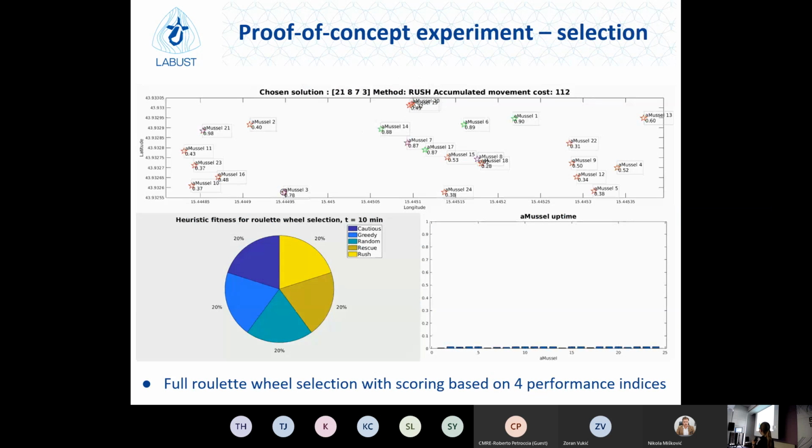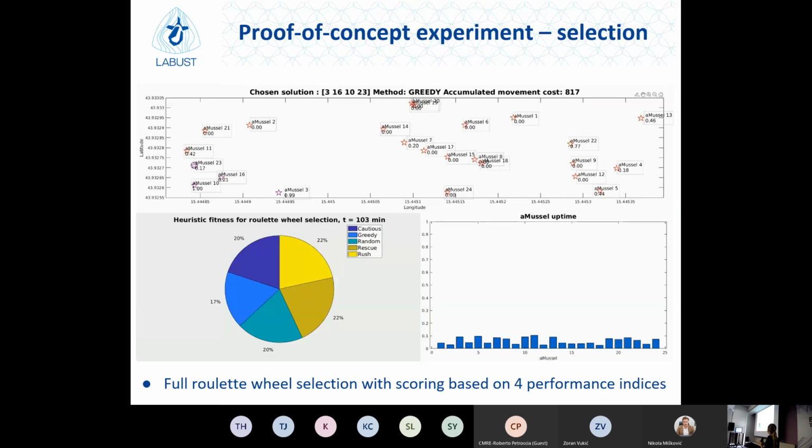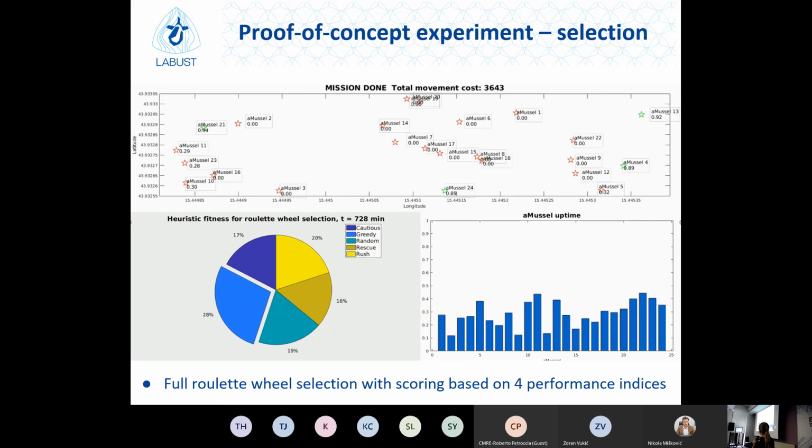And I have an example where actual selection took place. This is very much sped up because this was an experiment of 12 hours. Here we have the roulette wheel showing which of the heuristics is currently the most successful. And again, we have 24 aMussels being tracked, and this is the full scoring based on those 4 performance indices I mentioned before. And in the end, we saw in this particular run of the experiment that the greedy heuristic performed very well, or at least was the most popular in this instance.